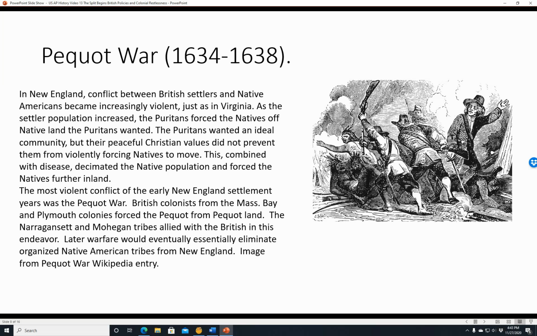The later warfare would essentially eliminate organized Native American tribes from New England, so apparently the alliance with the Narragansett and Mohegan didn't last, and the colonists eventually turned on them because Native American tribes just didn't last in New England. There were still Native American people there, it's just they weren't organized tribes. So this image is from the Pequot War Wikipedia entry, and that'll be in the description below if you want to look that up.